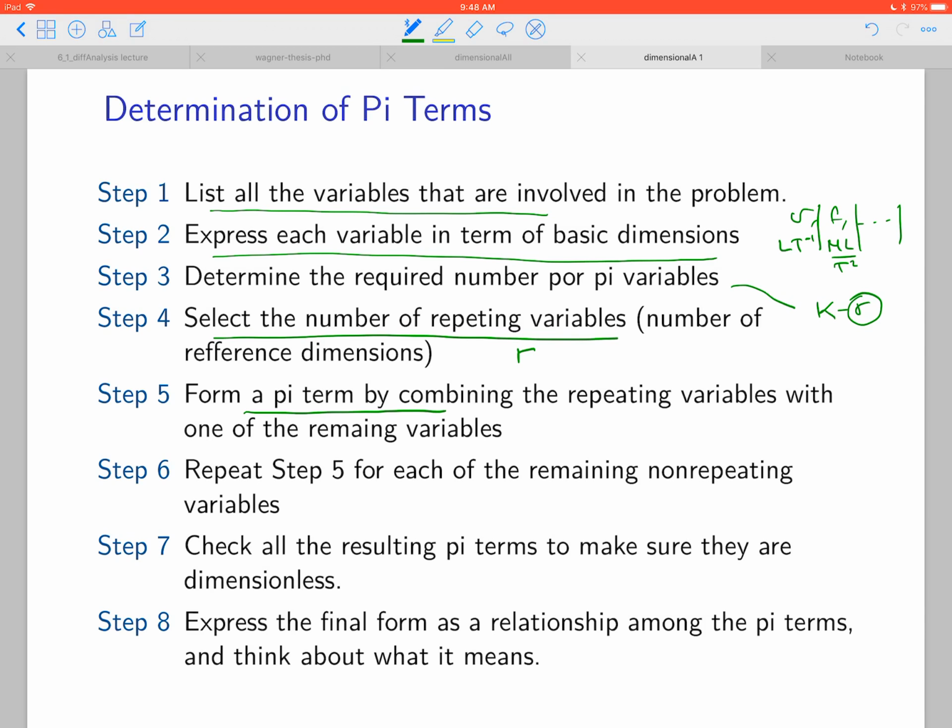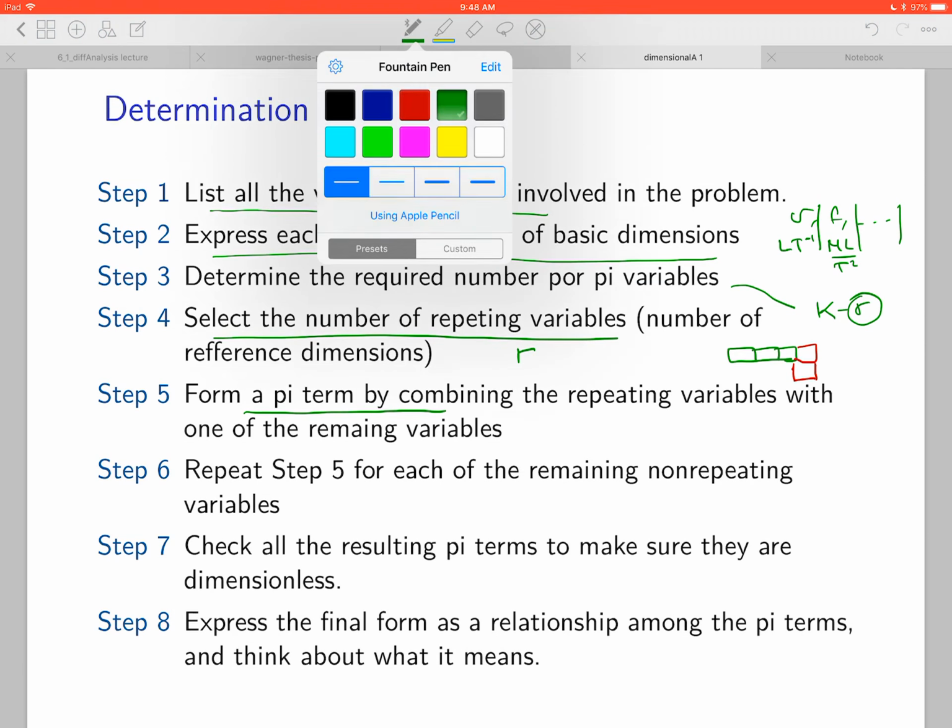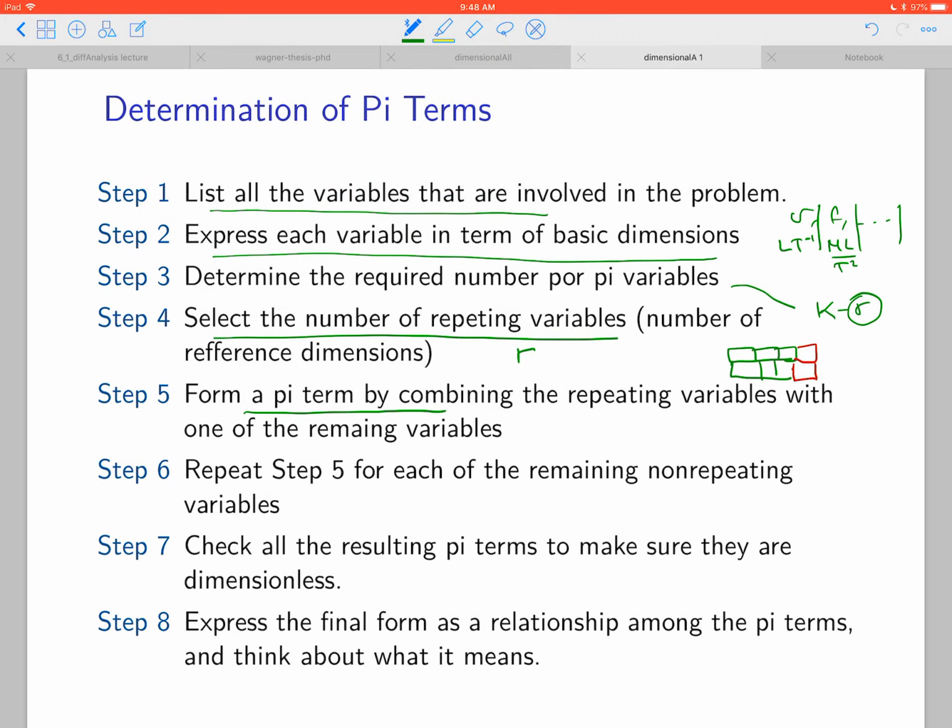So from the 5 variables that you have in this case, you choose 3 variables, and the 2 that are left, you are going to combine these 3 variables with the other 2 variables, so you form the 2 pi terms. So you combine the repeated variables with one of the others, and you form a pi term. The way of doing it is like a combination that will result in a dimensionless number.